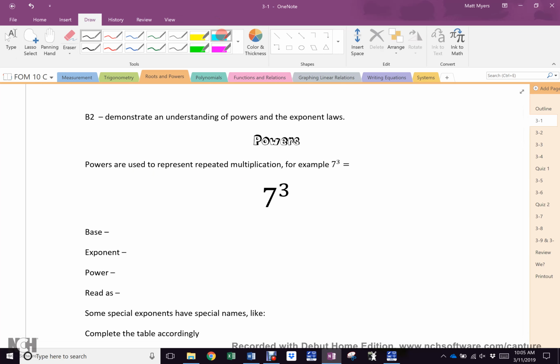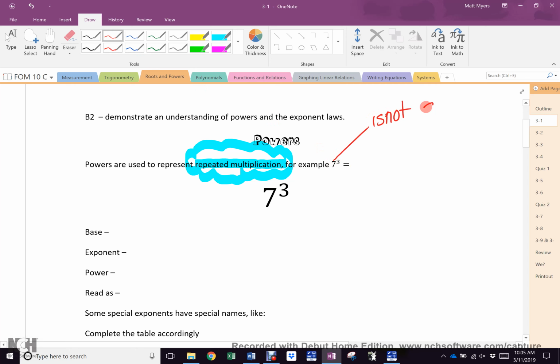Powers are used to express repeated multiplication. Please underline, highlight, draw a cloud around it. I don't care what you do, but somehow remind yourself that it is repeated multiplication. This is not 7 times 3 to get 21. You all know that already.